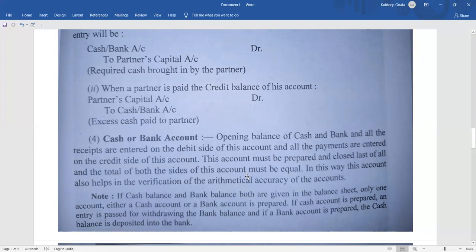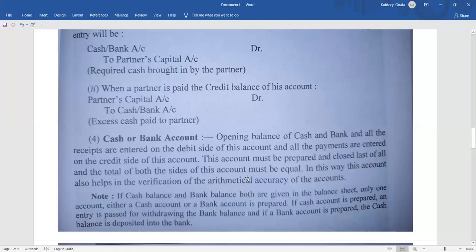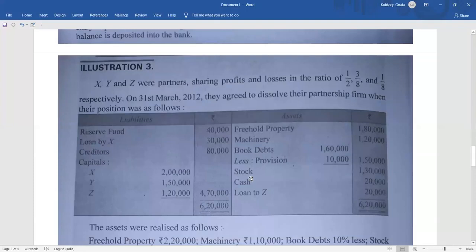Okay, so this is a very important key point. I hope all of you understood this. Right, now we will go for a practical sum.